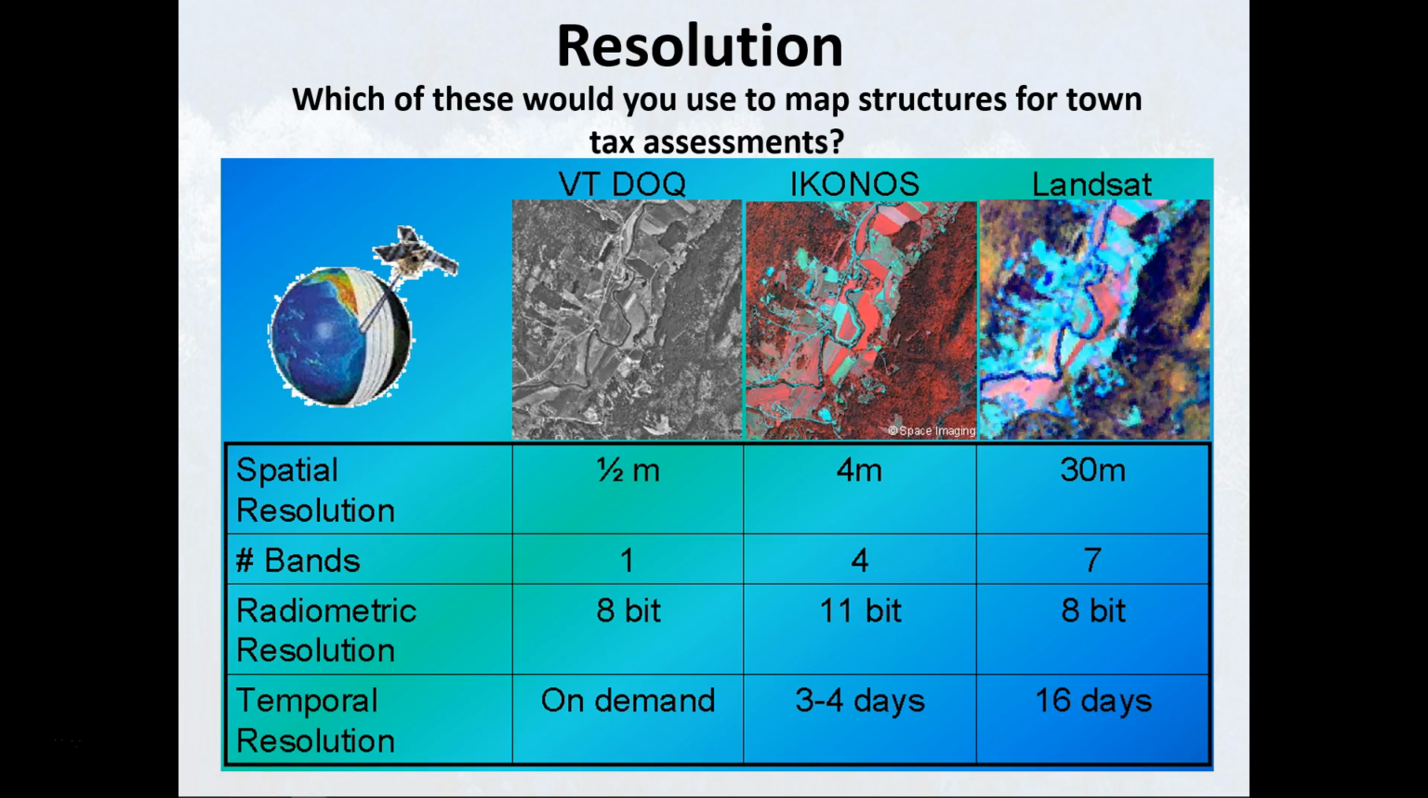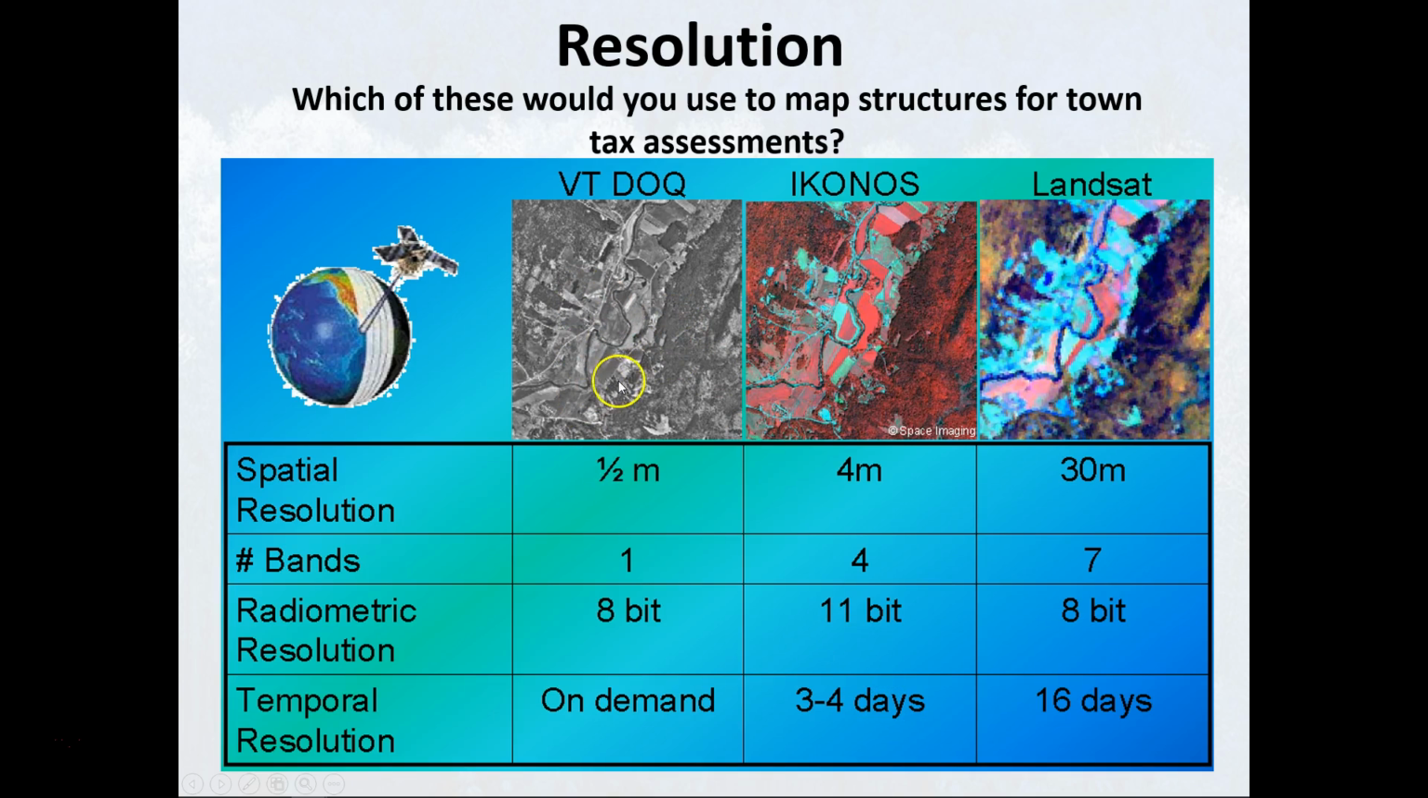Okay, so last one I'll help you with here is which of these would you use to map structures for town tax assessments? So again, process of elimination right away, 30-meter resolution for Landsat. You're not really going to be able to tell structures with that, even if you do have more spectral resolution. So between Ikonos and the Vermont DOQ here, 4-meter resolution, you should still be able to see a lot of structures, but they're going to have to be relatively big. You don't necessarily need the 4 bands, and the return interval really for a tax assessment isn't going to matter.